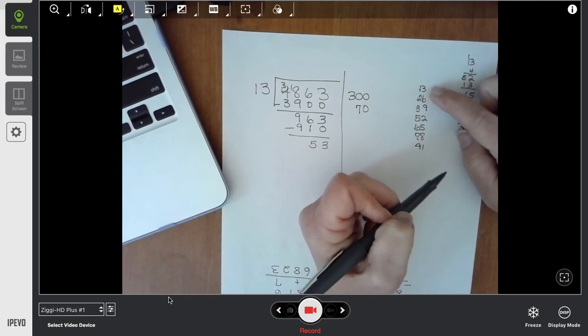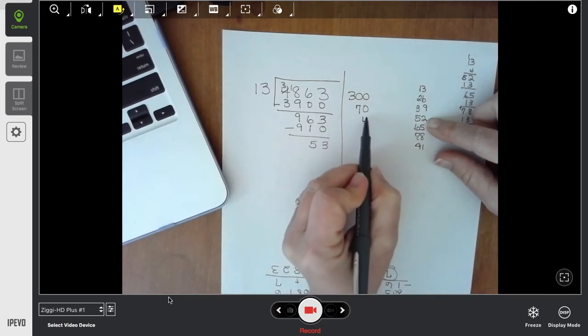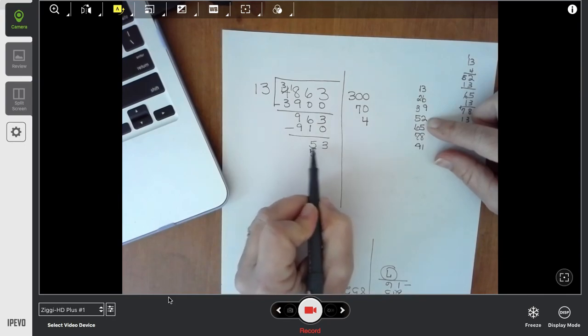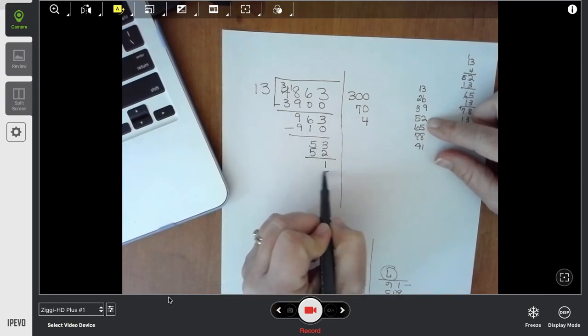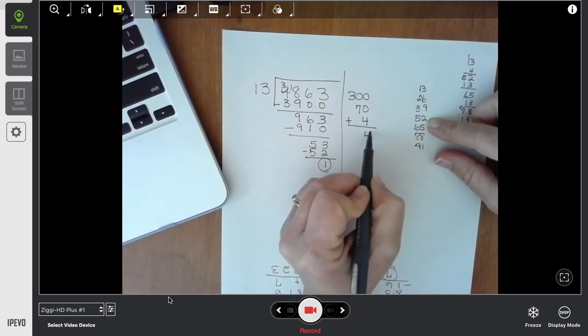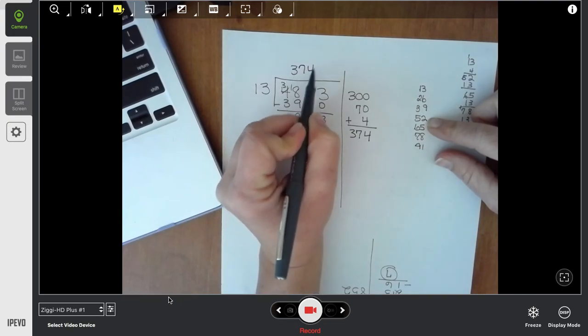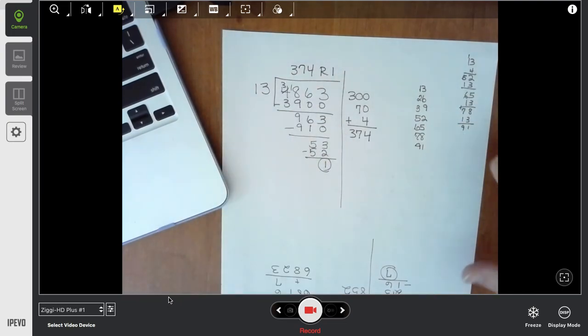52 is 1, 2, 3, 4 13s. So I'm going to put 13 in 4 times to get 52. And I have a leftover of 1. So let's put together all of the 13s that we took out. It is 374 with a remainder of 1.